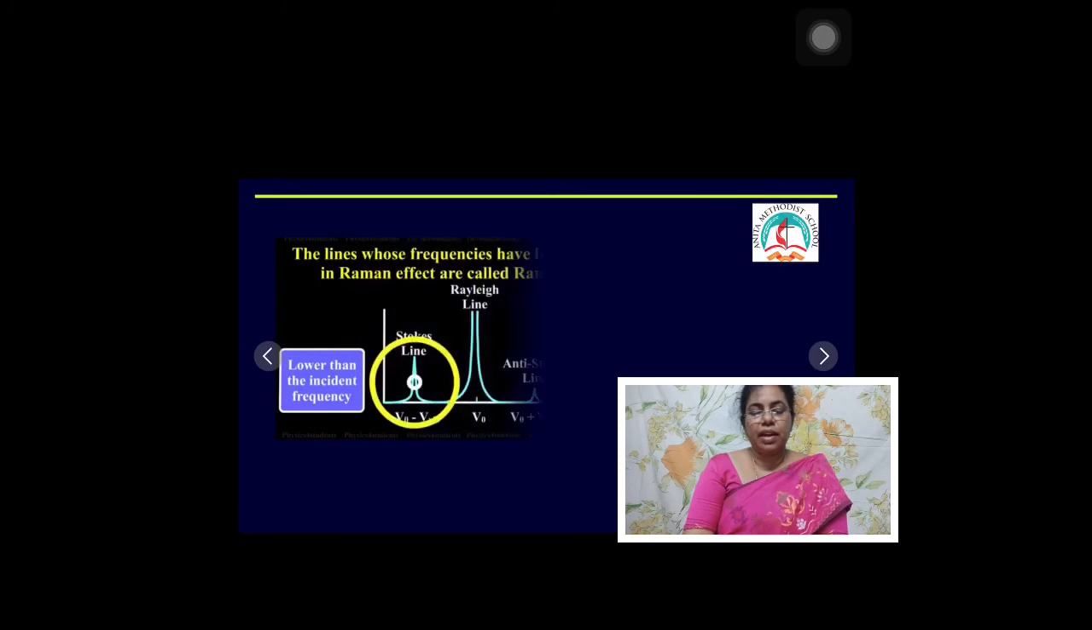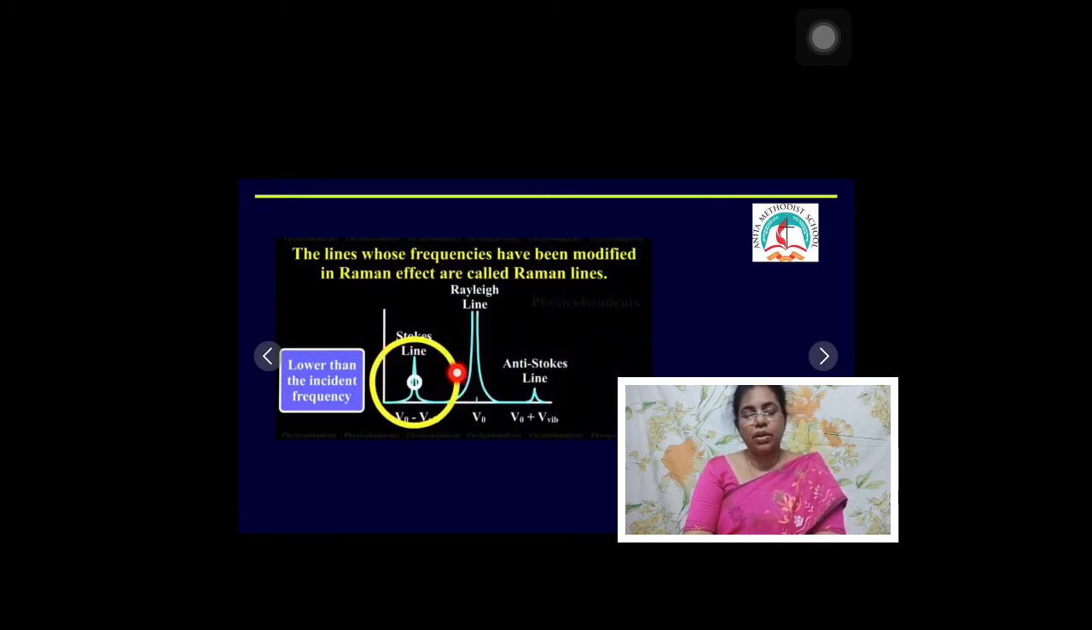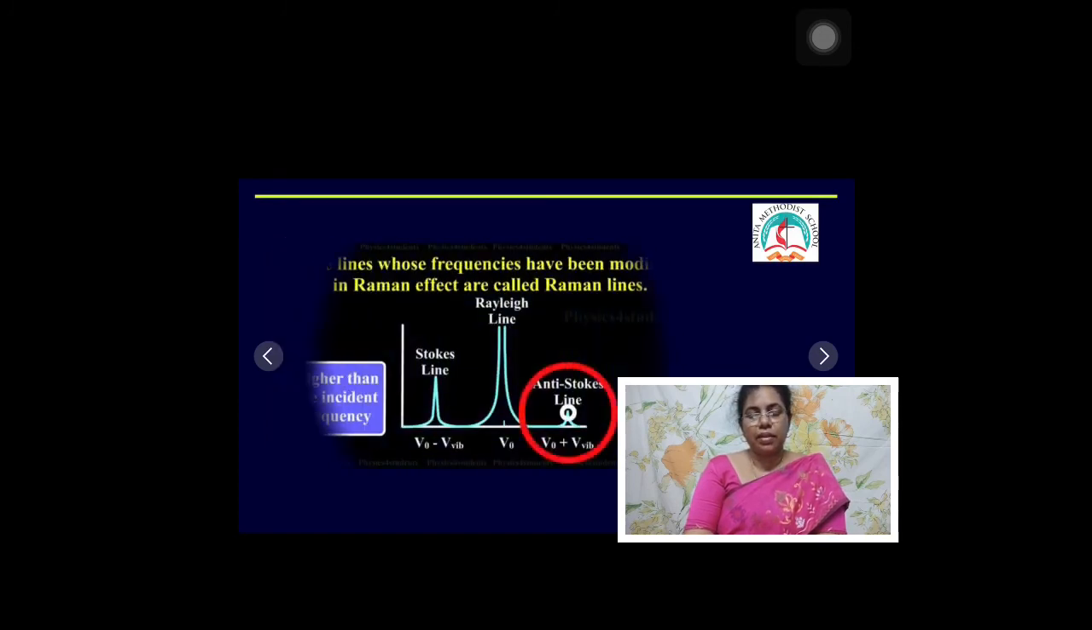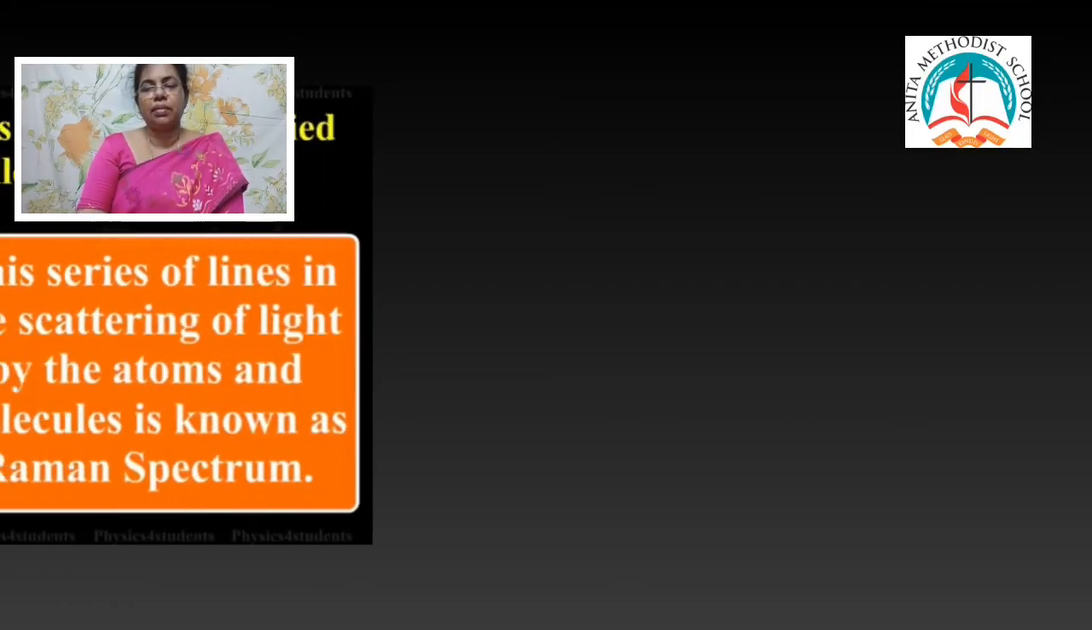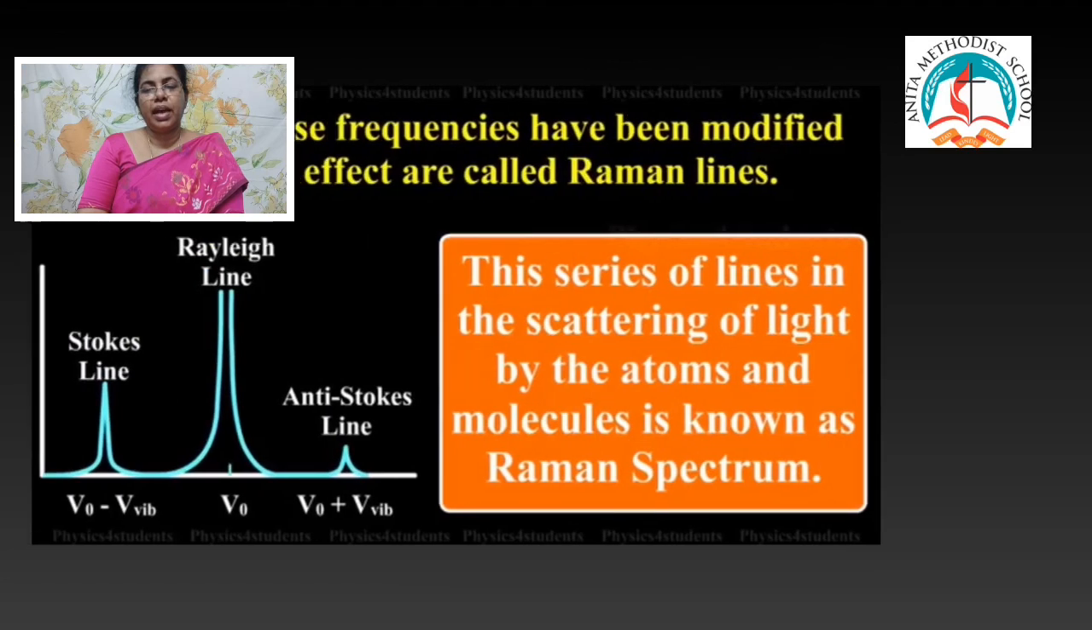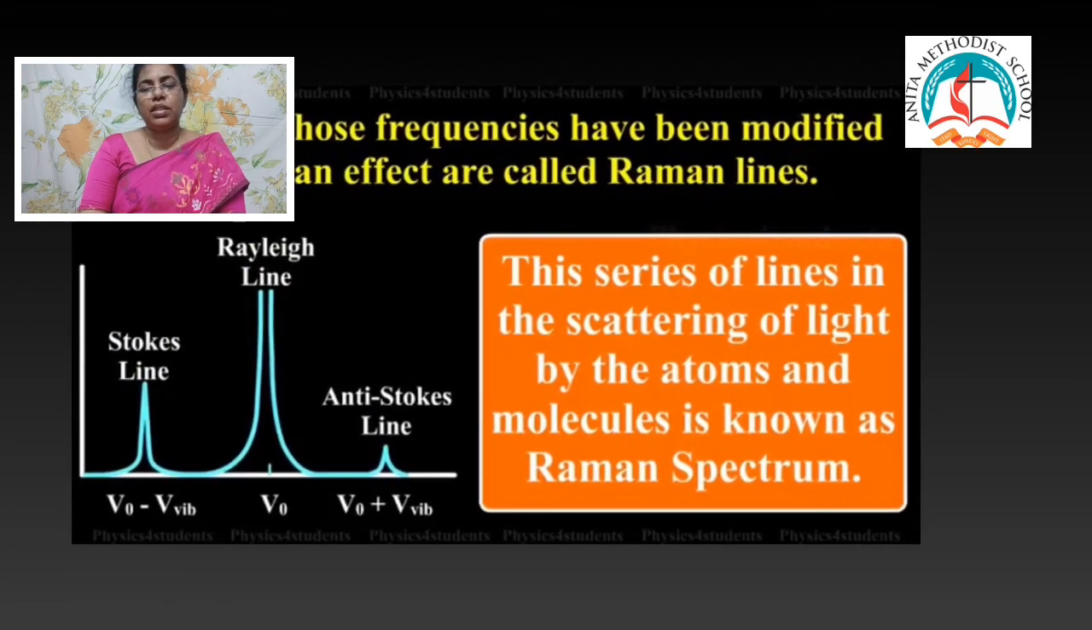The spectral lines having frequencies lower than that of the incident frequency are called Stokes lines. And the spectral lines having frequencies higher than that of the incident frequency are called anti-Stokes lines. This series of lines in the scattering of light by atoms and molecules is known as the Raman spectrum.